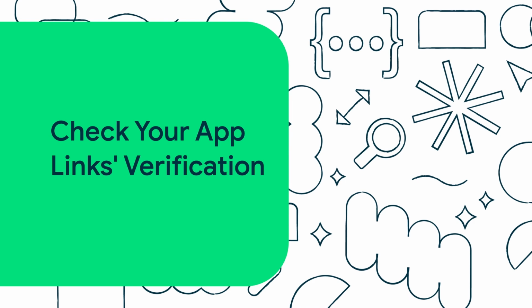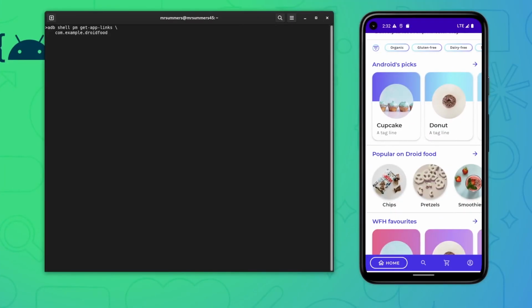One reason this may happen is if the link's domains aren't verified. You can use the command adb shell pm get-app-links to check the verification status of domains from the Android Package Manager in Android 12. The domain droidfood.example.com returns a legacy failure error. This value should be verified. It means that there is something wrong with our link's configuration.